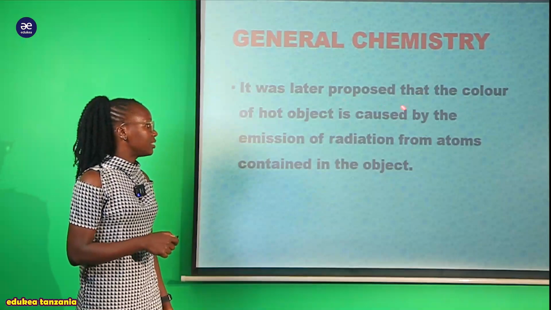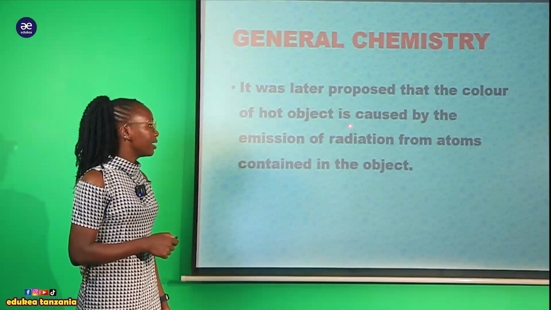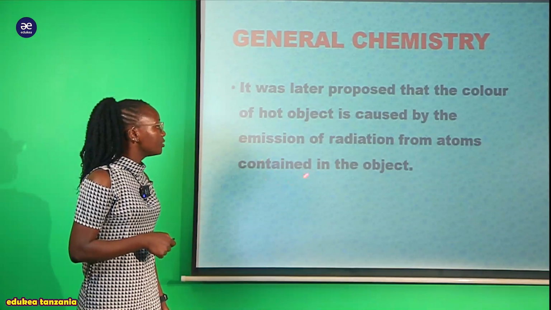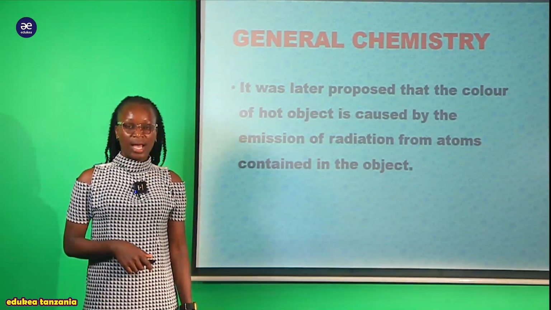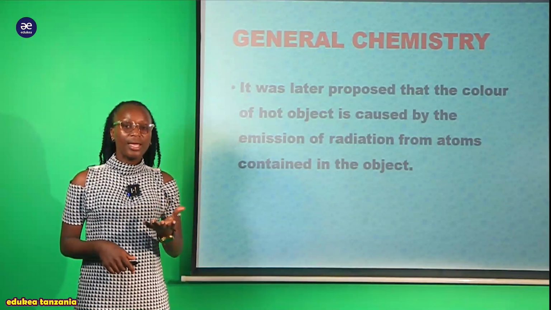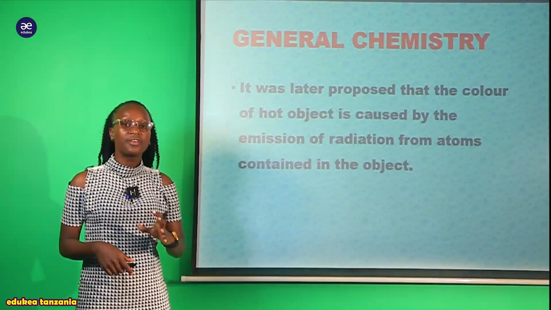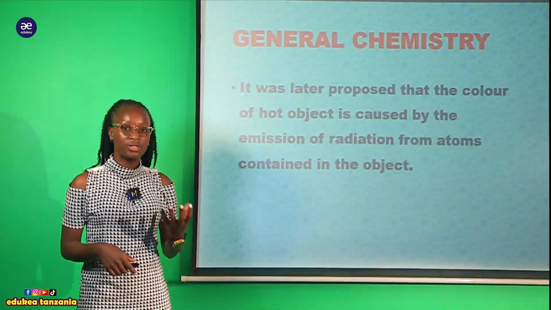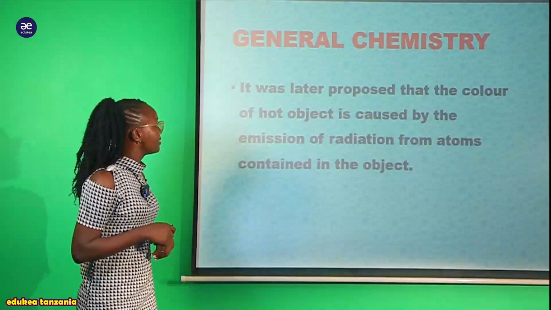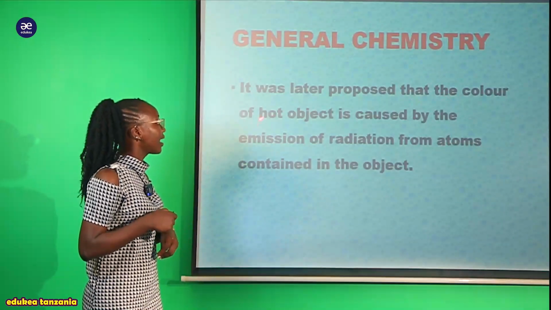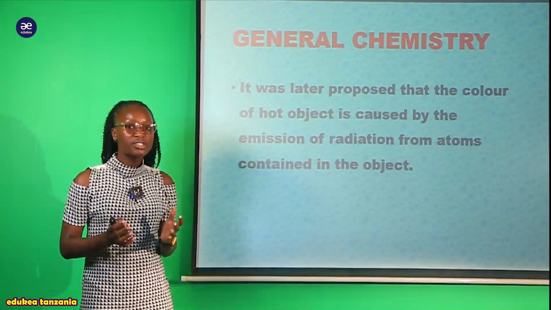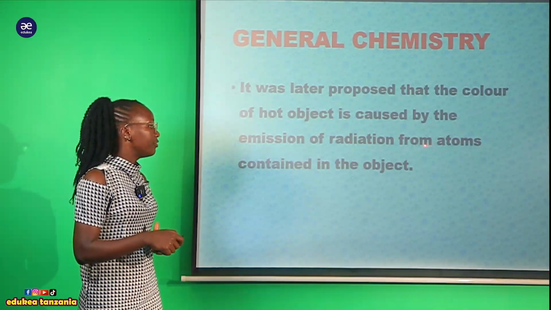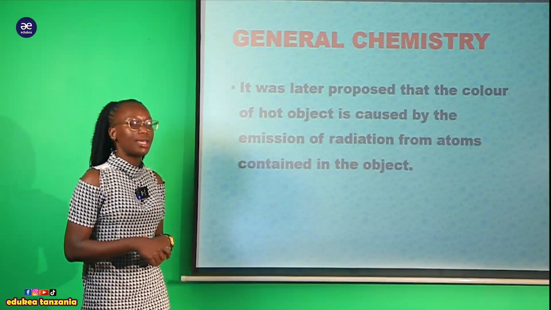So it was later proposed that the color of hot object is caused by the emission of radiation from atoms contained in the object. Asa ile tuliona kwamba ile emission inakuwa observed with that color. Kunakuwa na zile features za color depending on the temperature. Therefore you can see that it was later proposed that the color of hot object, ile hot object sasa ambayo ni solid, is caused by the emission of radiation from atoms contained in the object.